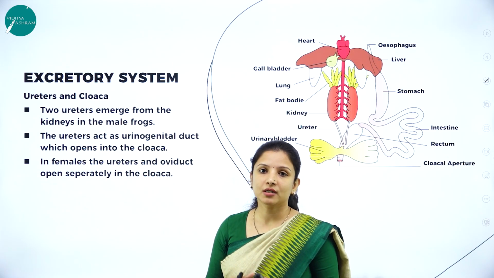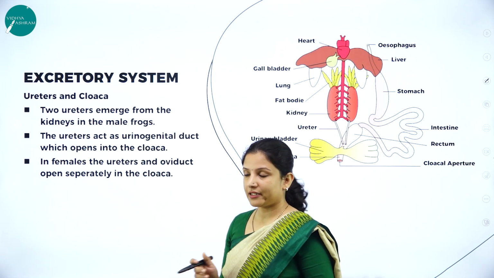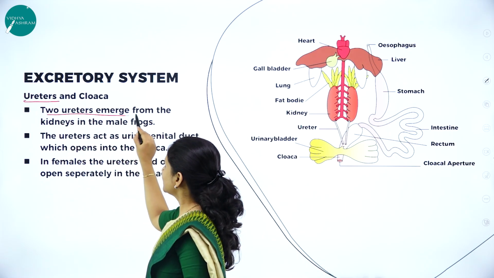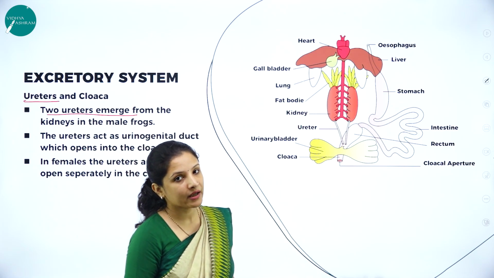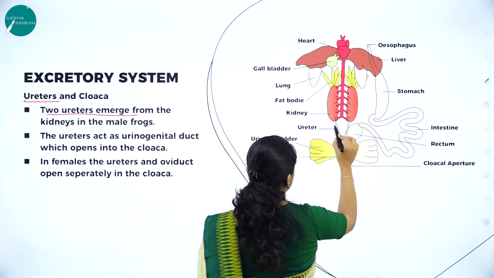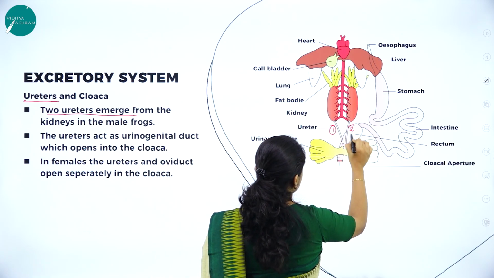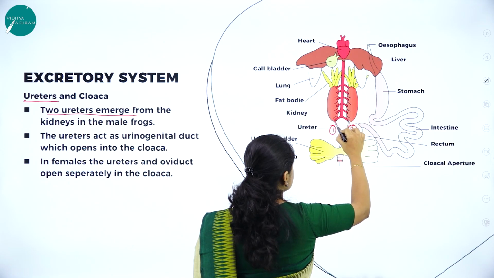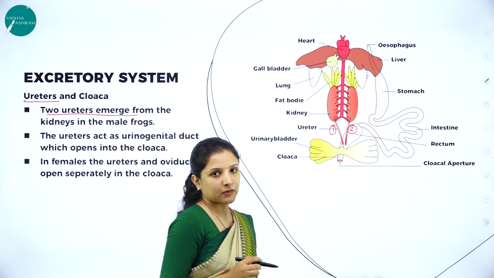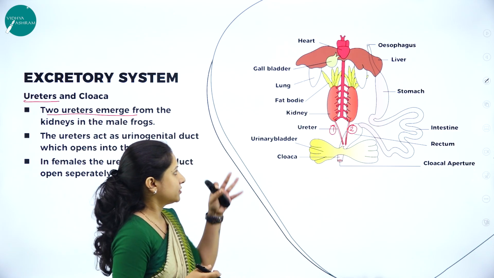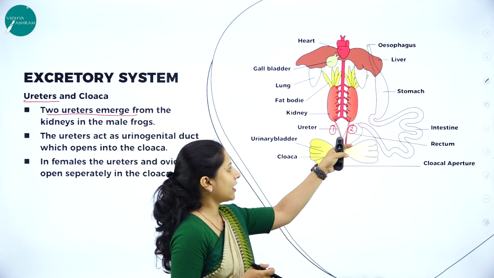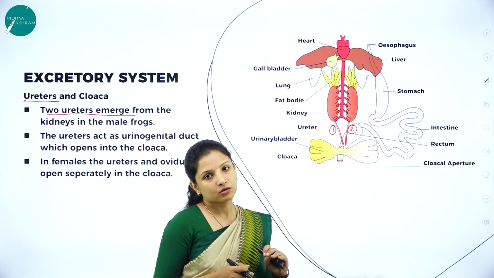Next, talking about a tube-like structure that is connected to the kidney, which is called the ureters. Two ureters emerge from the kidneys in the male frog as well as the female frog. Can you see here, this is one tube-like structure and this is the second one. From where does it come exactly? From the kidney directly into the cloaca. They are connected to the cloaca. So there are two tube-like structures which directly arise from the kidney and they end in the cloaca.